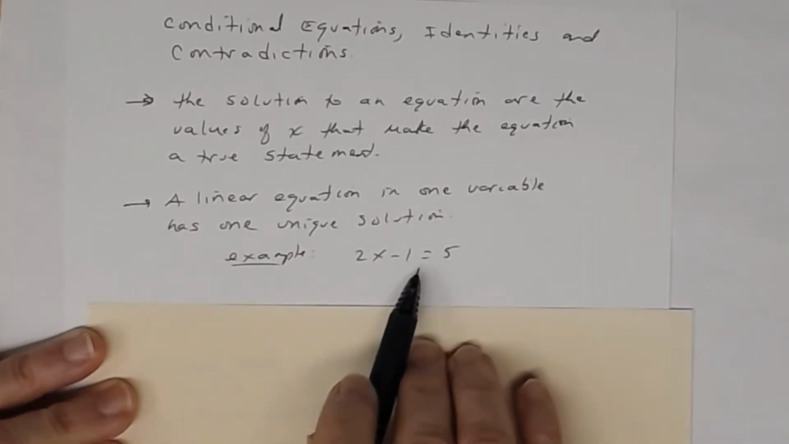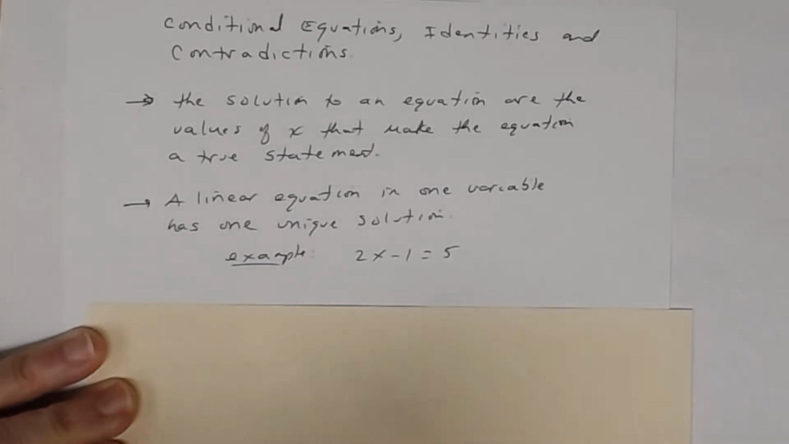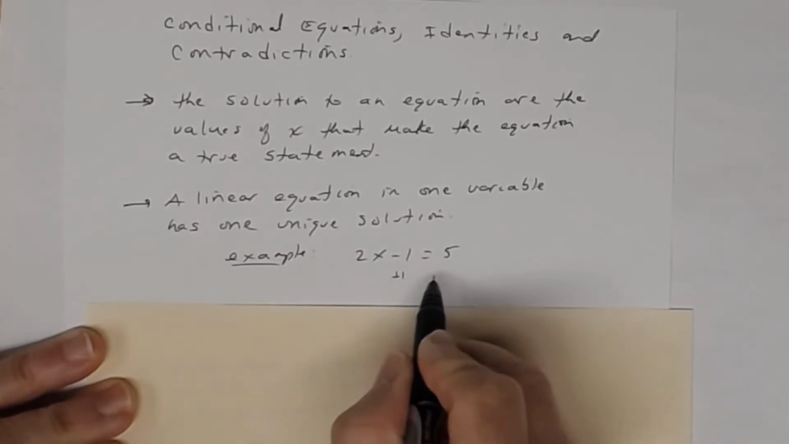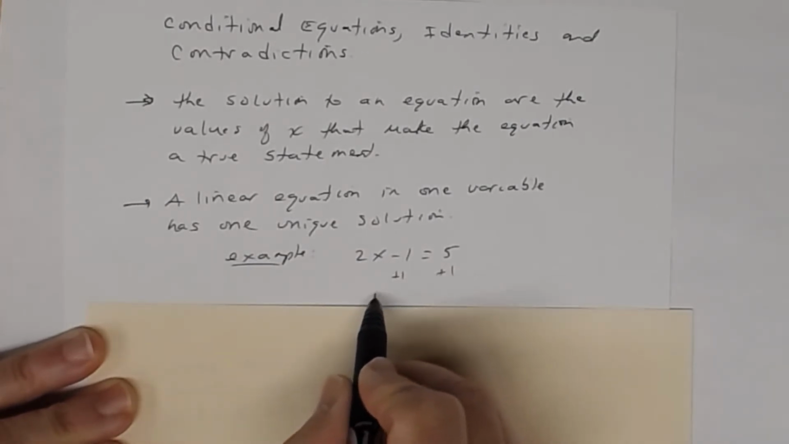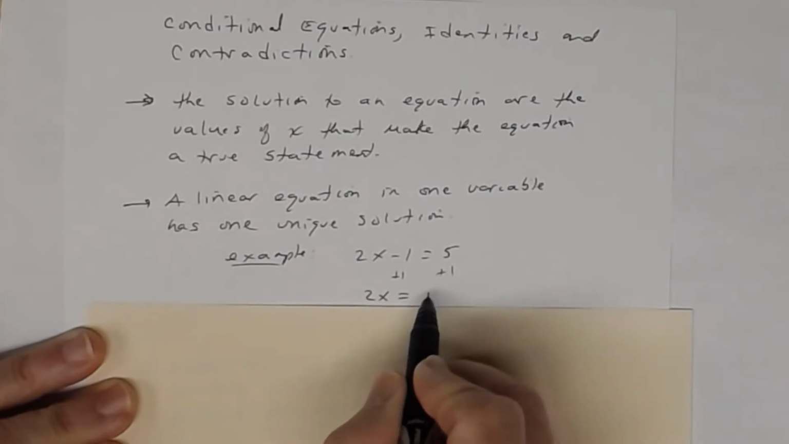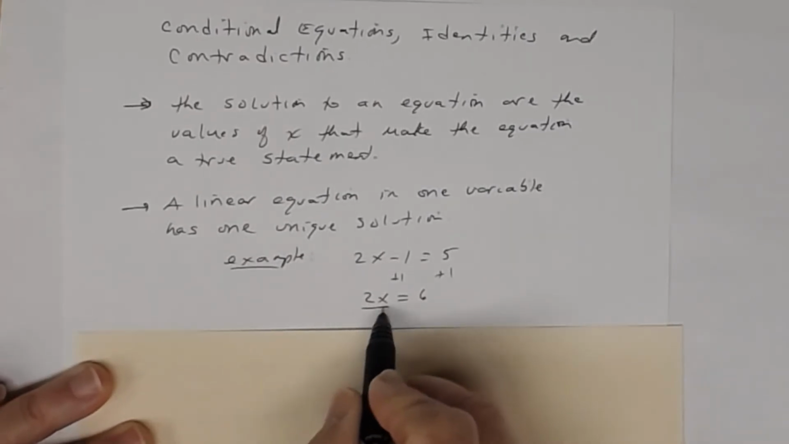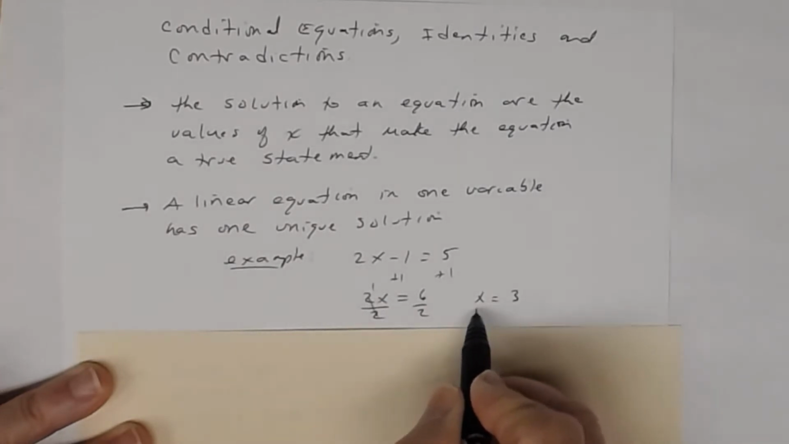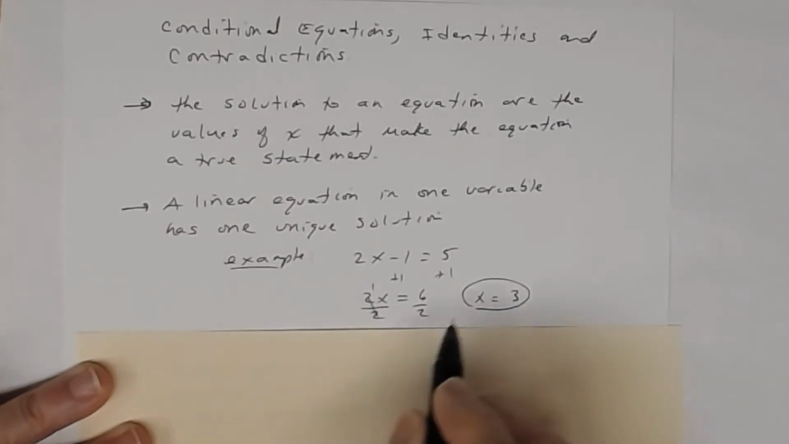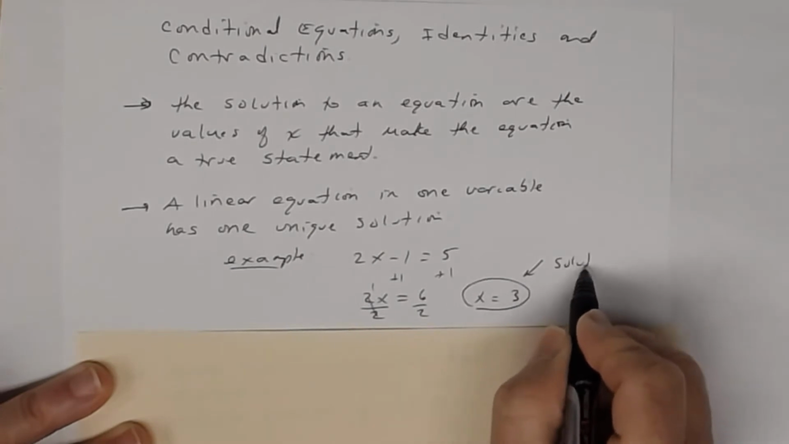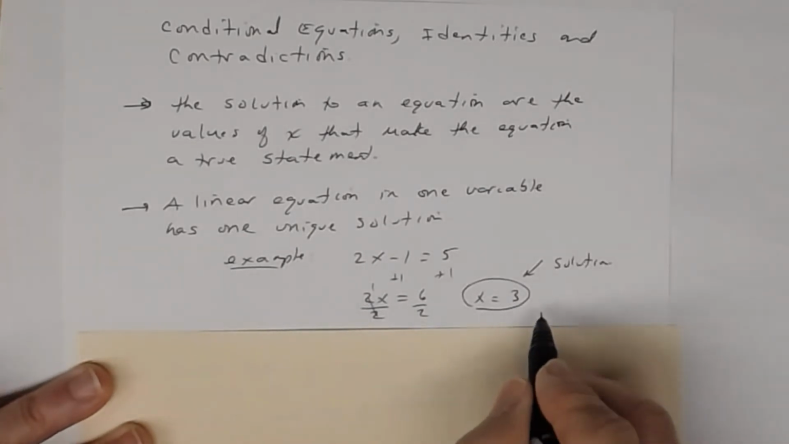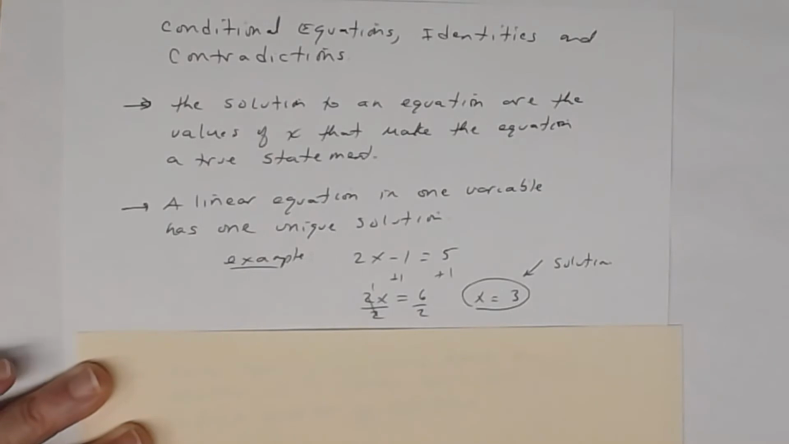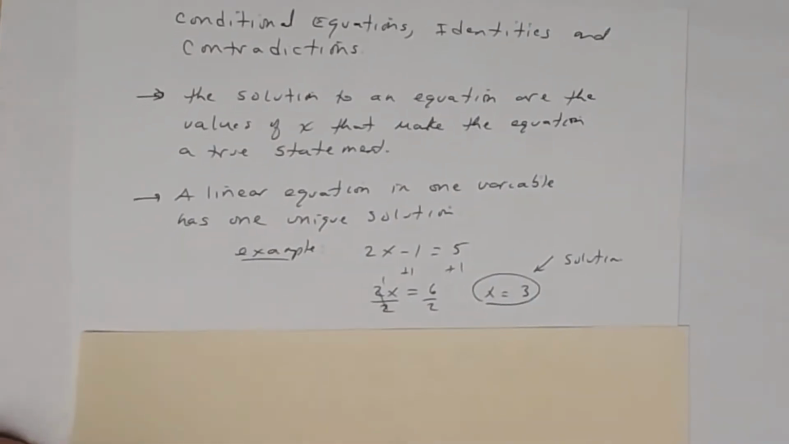To solve this linear equation, I'm going to use properties of equality. I'm going to add 1 to both sides. When I do that, I get 2x equals 5 plus 1 is 6. And then dividing both sides by 2, I get x to be 3. So that is my one unique solution. That is your solution, and there is no other solution. It's just that one. Okay? So that's what we mean by a unique solution.